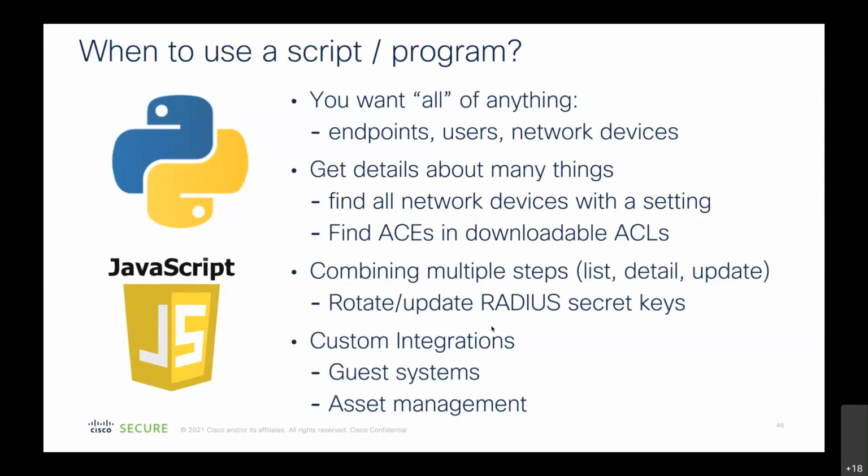And then if you want to not only get a list of all of your objects, but then go down to the next level of detail and get more than just the ID and the name, you want to get more of those attributes. Now you have to go get details about all those objects. This is where a script to go through and do multiple things can be very, very useful. The one I want to show you today is actually that third bullet, combining multiple steps to do a rotation of RADIUS secret keys. Let's see if we can get all that done in time.